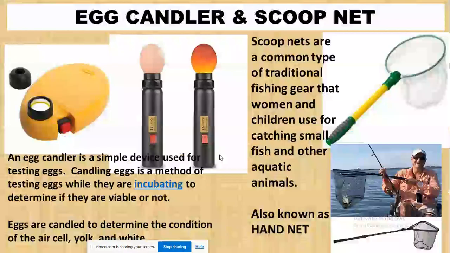Okay, this is what we call an egg candler or scoop net. An egg candler is a simple device used for testing eggs, and candling is a method of testing eggs while they are incubating to determine if they are viable or good or not. So eggs are candled to determine the condition of the shell, cells, head, yolk, and white. Then we also have a scoop net used to catch fish.